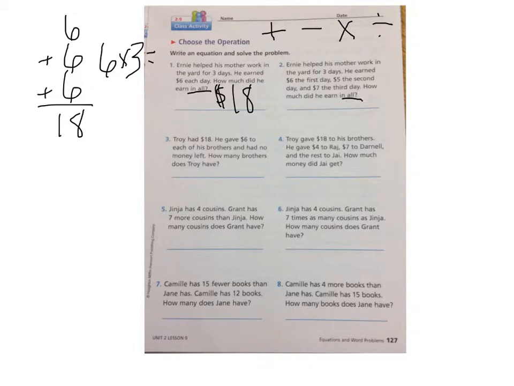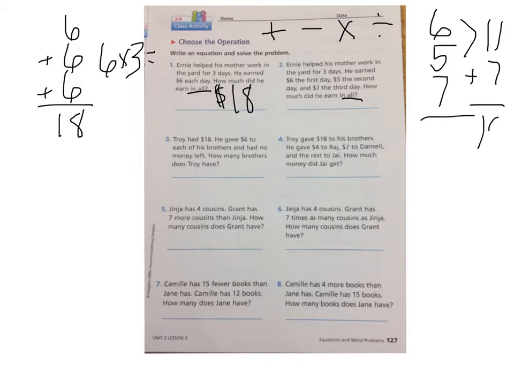Well, this is in all as well, so that tells me it's either multiplication or addition, but I can't multiply because it doesn't have equal amounts, does it? And we know that multiplication means equal groups. So I'm just going to add 6 plus 5 plus 7. When I add that, that would be 11 plus 7, and that equals 18.